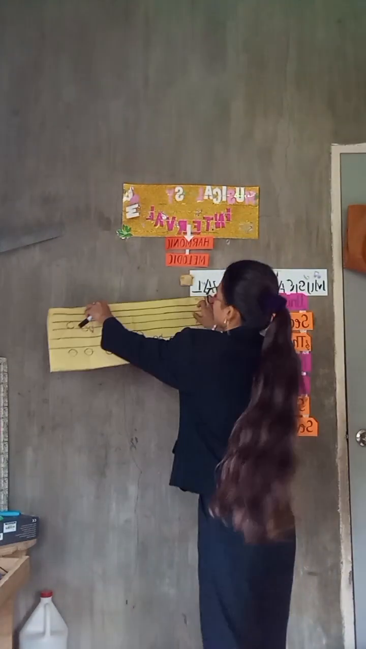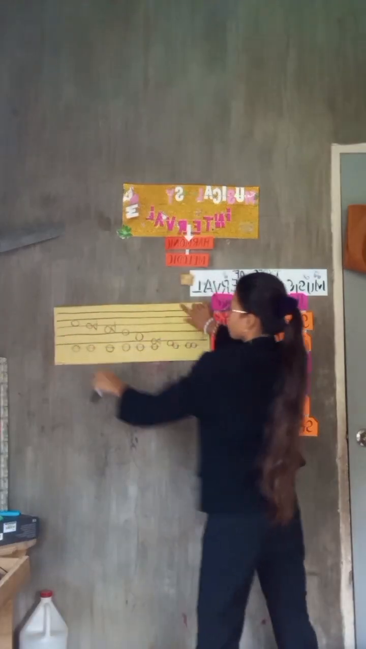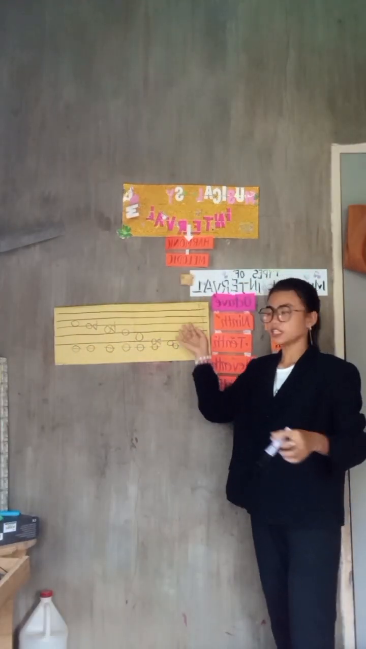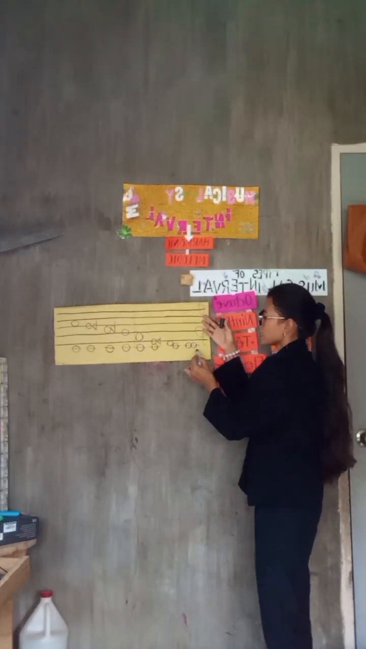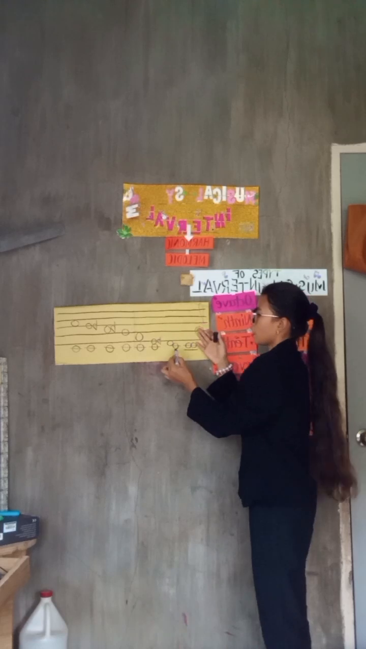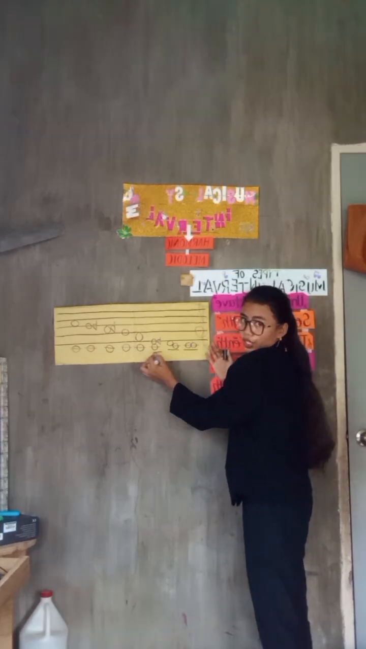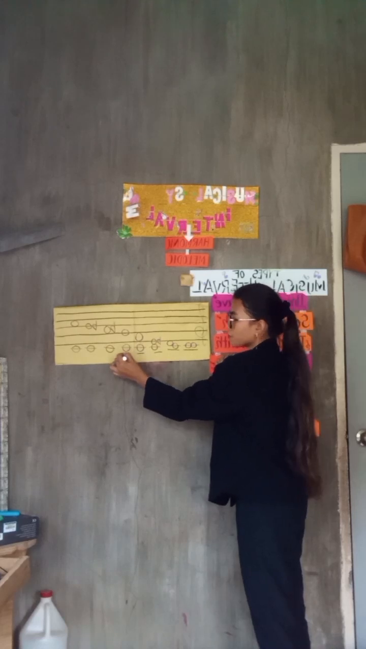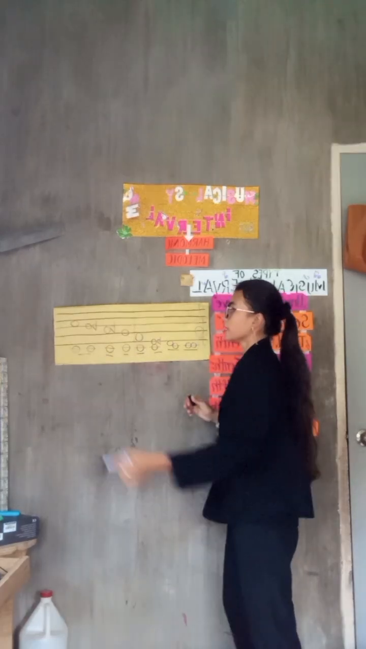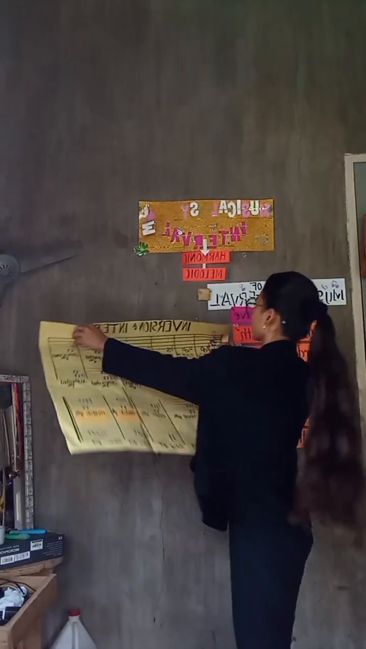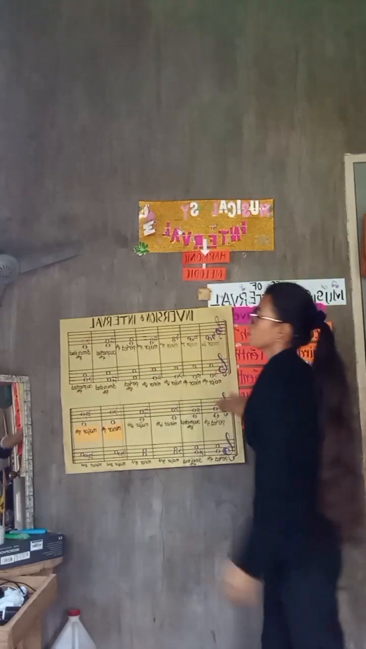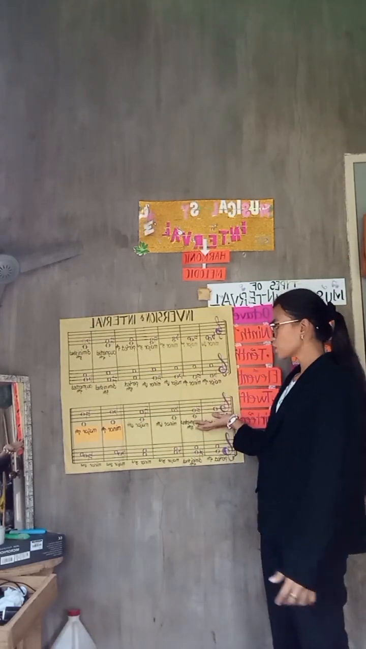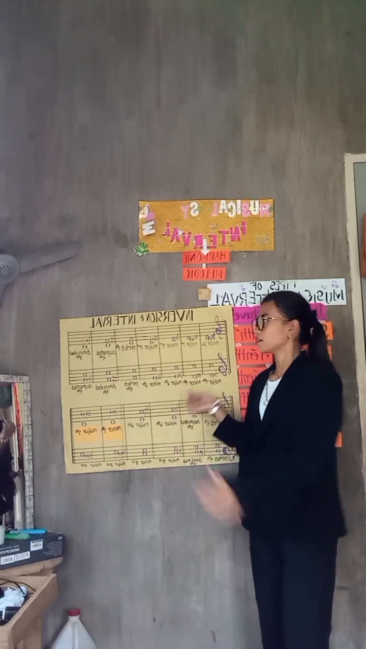I have here an example of musical interval. These are the types of musical interval: the unison, second, third, fourth, fifth, sixth, seventh, and the octave. I also have here an inversion of interval. These are the minor, major, diminished, and augmented.